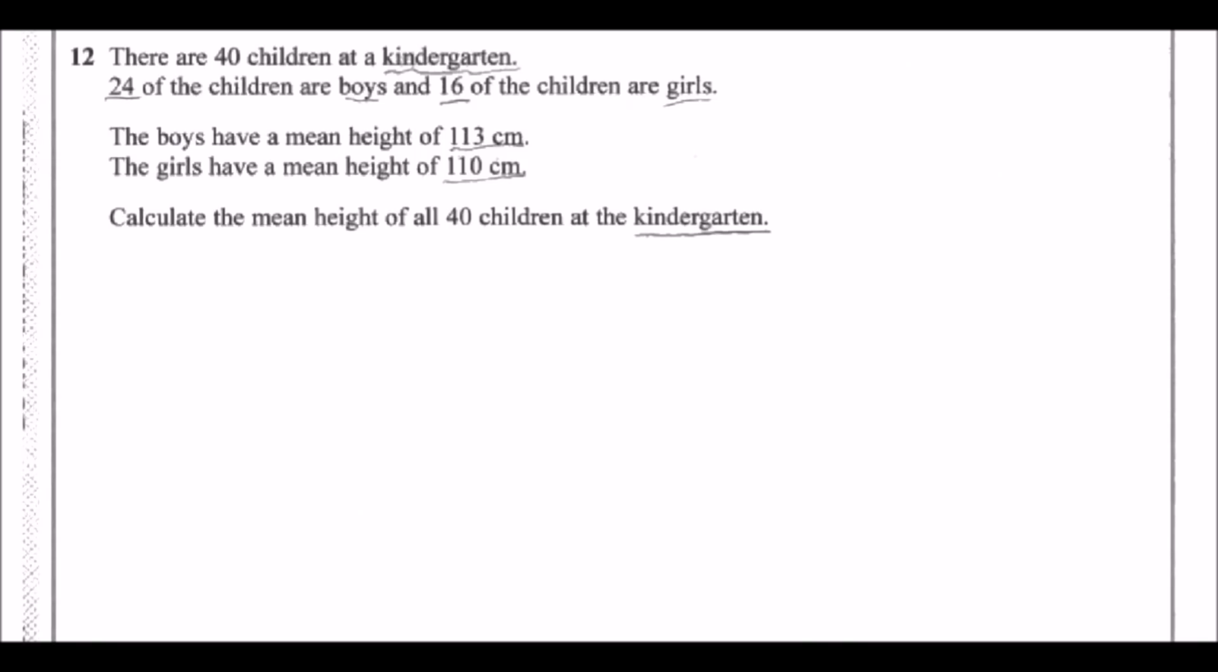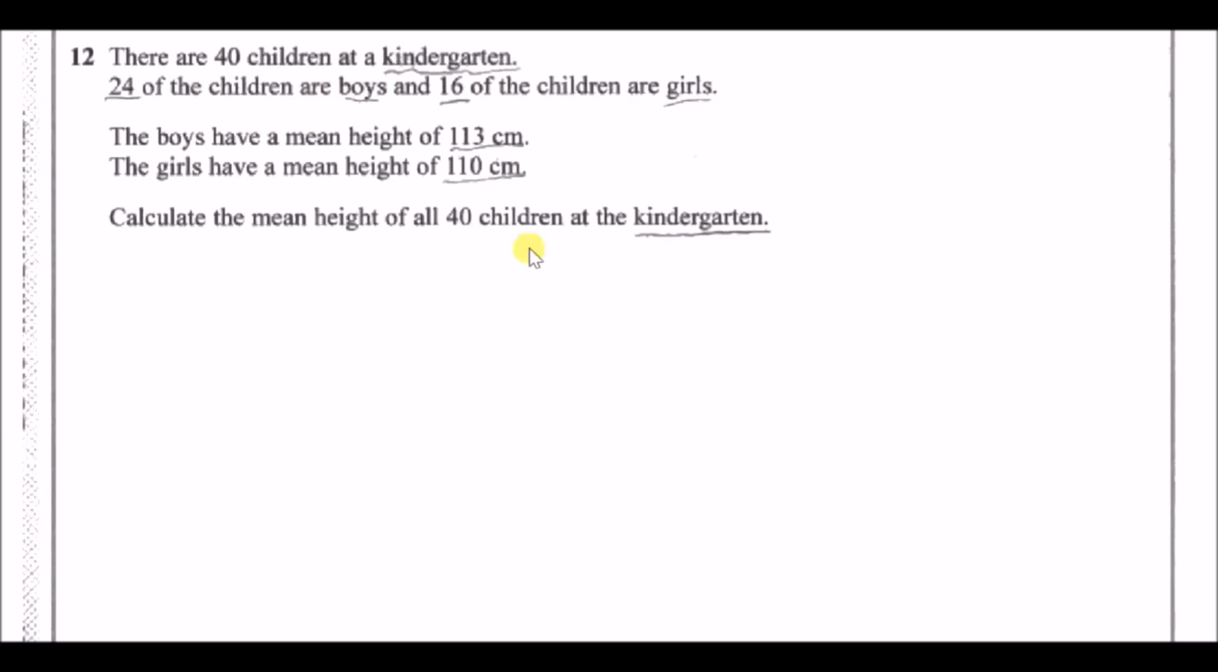Okay, number 12. So there are 40 children at the kindergarten. 24 of the children are boys and 16 are girls. Now the boys have a mean height of 113 centimeters, whereas the girls have a mean height of 110. Now they want us to find the mean height of all 40 children at this kindergarten.